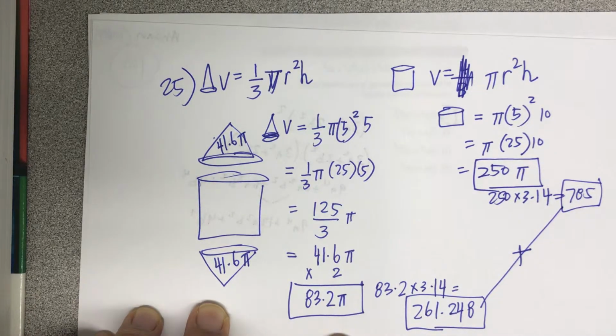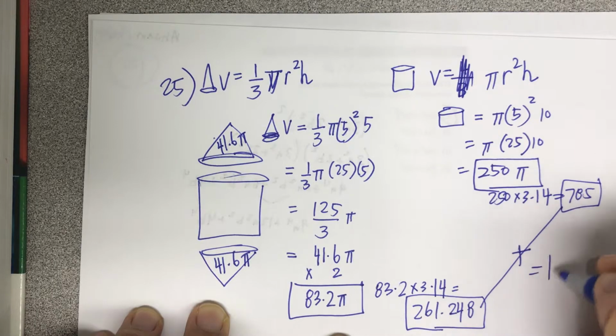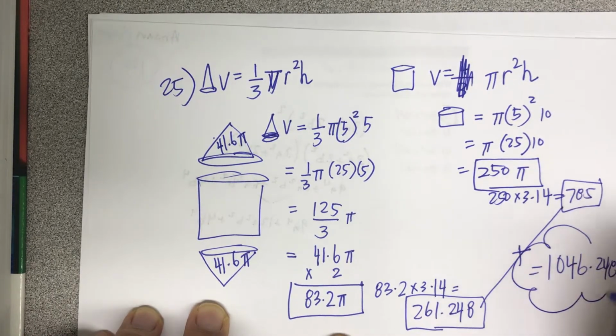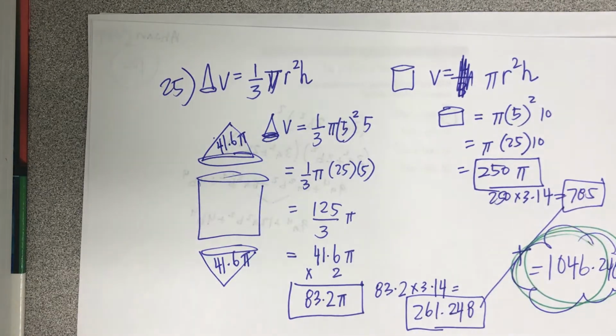So we need to take these two numbers and add them together. You're going to get 785 plus 261.248, and you're going to get 1046.248. That is your answer. Okay, and what number is closest to that? D, and D is your answer.